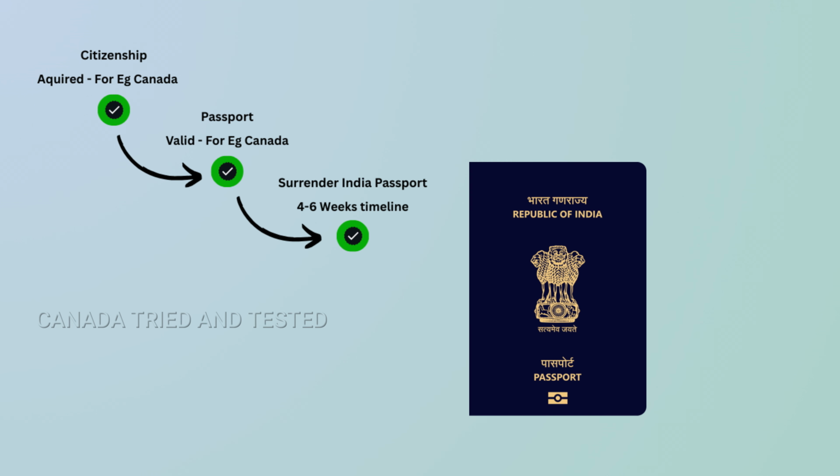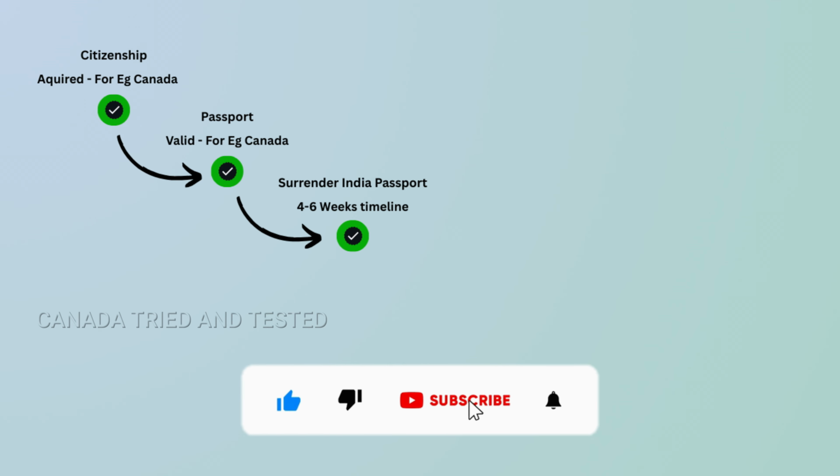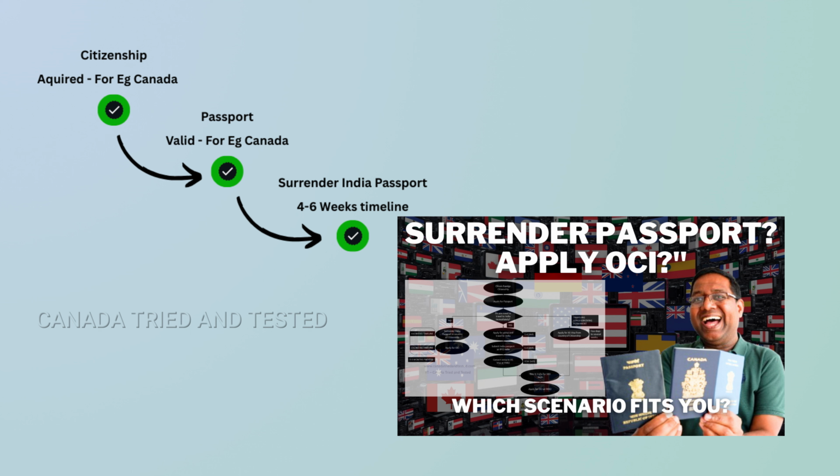Once you have acquired citizenship of any other country, you will be applying for that country's passport. Once you have that in hand, then you go ahead with the surrender of the India passport. In all probability, you will be doing this from the country where you got citizenship. There is a process to do this from India. Also, I made a video and I have explained various scenarios when you can do this from India and under what circumstances it has to be done. All those details are in that video.